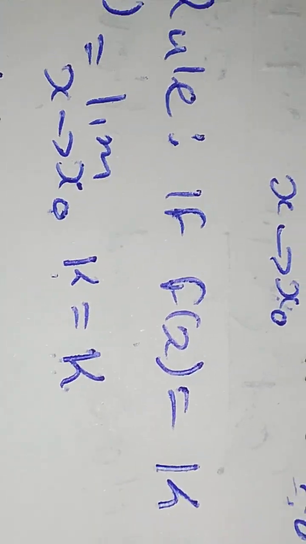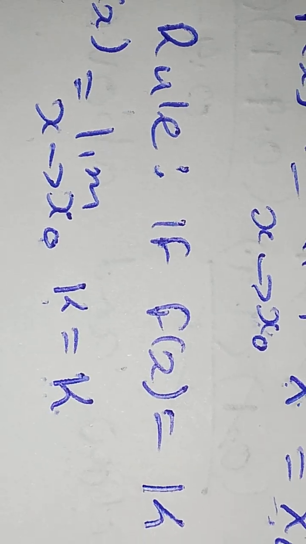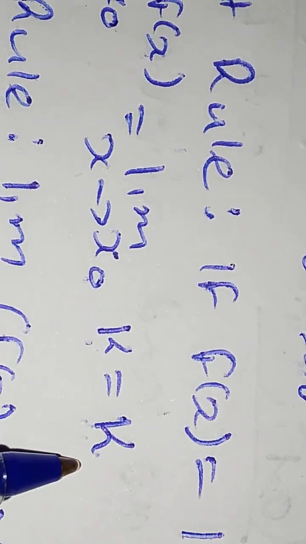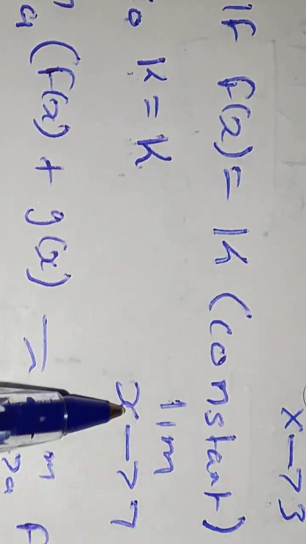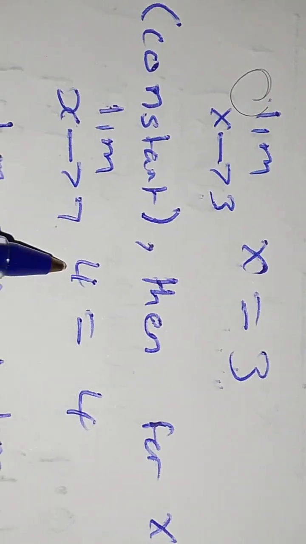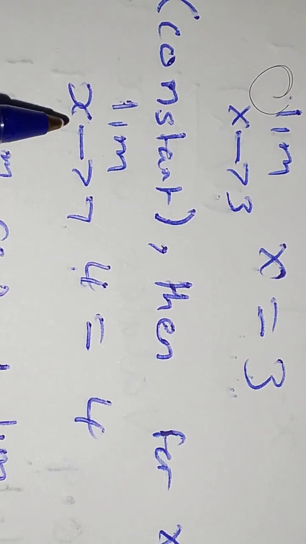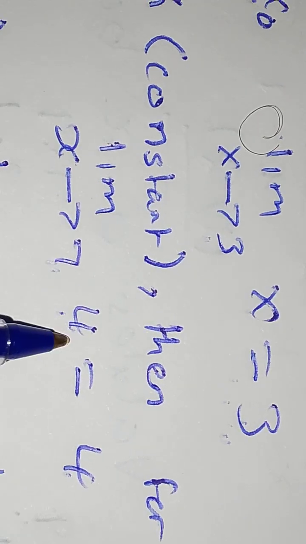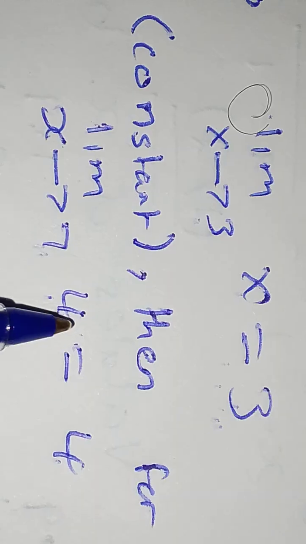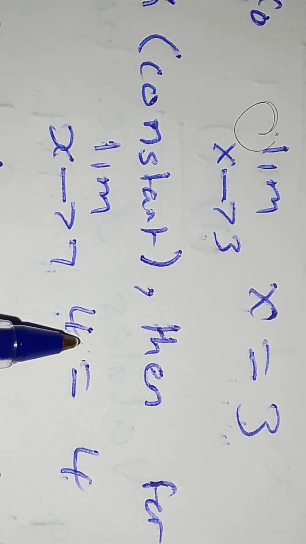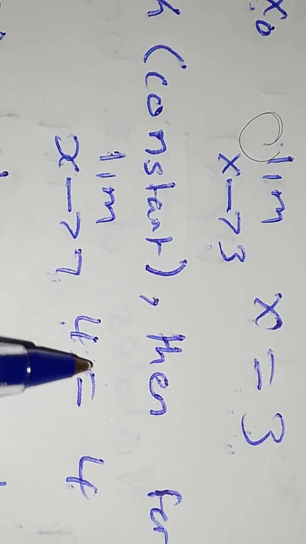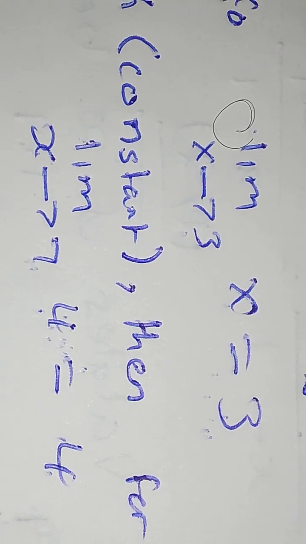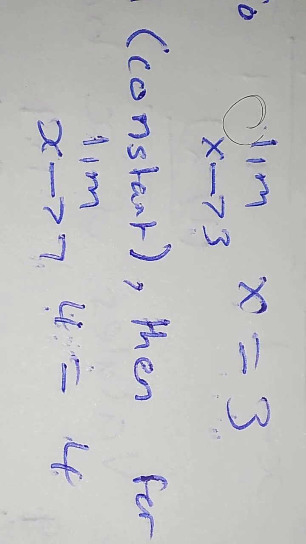When you go to differentiation, the derivative of a constant was 0, but for the limit of a constant, it's the constant itself. So suppose you have the limit of 4 as x approaches 7. The limit of 4 as x approaches 7 is 4 itself. You can't replace 7 in any function here, because this 4 doesn't have x, so the x here is x to the power 0. So 7 to the power 0 gives you a 1. So 1 times 4 gives you a 4. So the limit of a constant is the constant itself.